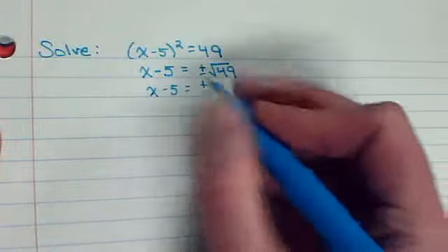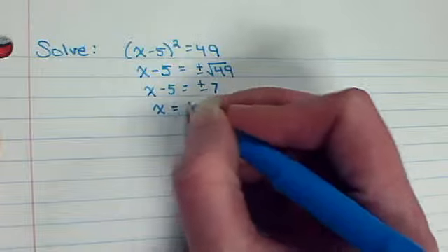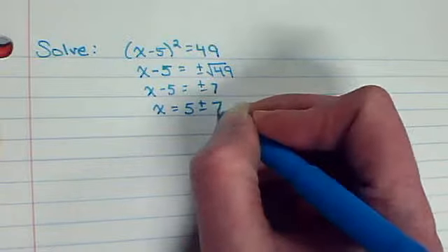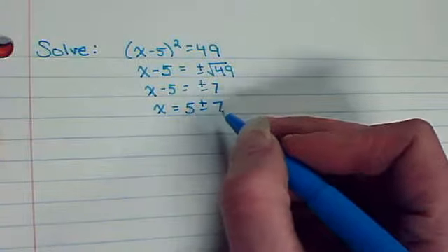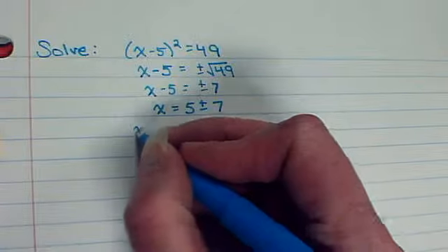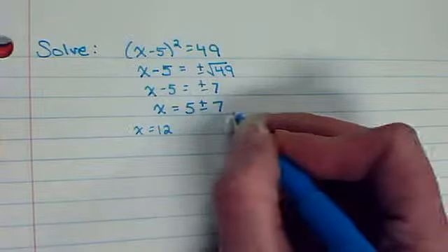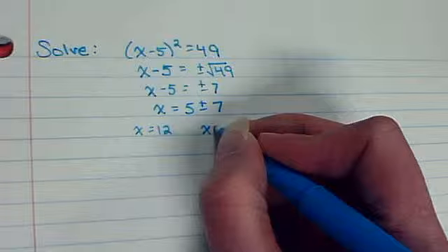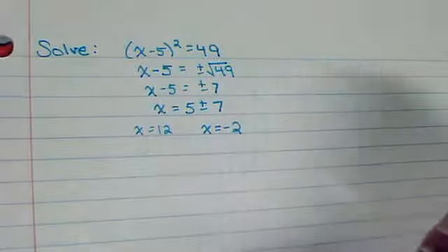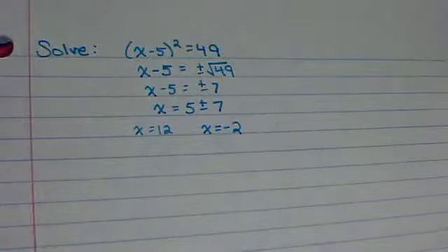And then we could add the 5 to the other side, and we get x equals 5 plus or minus 7. That means we have 5 plus 7, which would be 12. Or we'd have 5 minus 7, which would be negative 2. Now that is a really easy way to solve things.